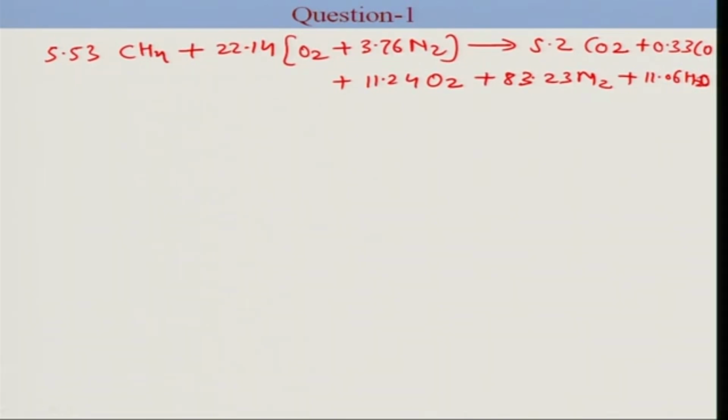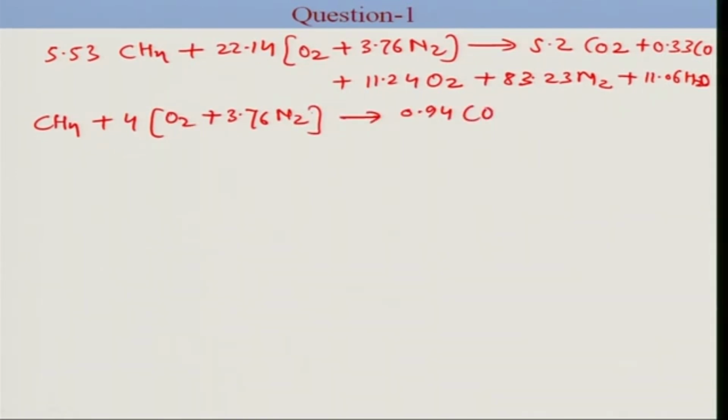So now for 1 kilomole of fuel combustion, the equation can be written as CH4 plus 4 O2 plus 3.76 N2 gives 0.94 CO2 plus 0.06 of carbon monoxide plus 2.03 of oxygen plus 15.05 nitrogen plus 2H2O.